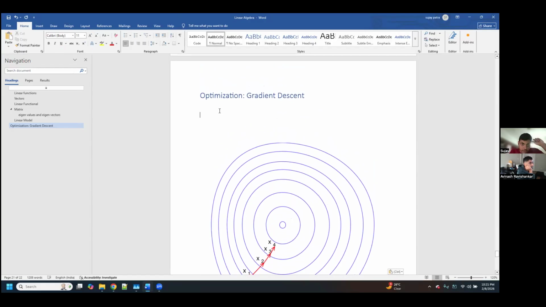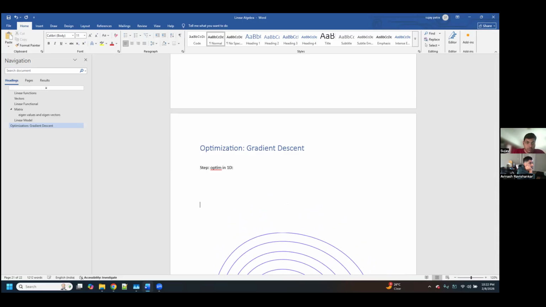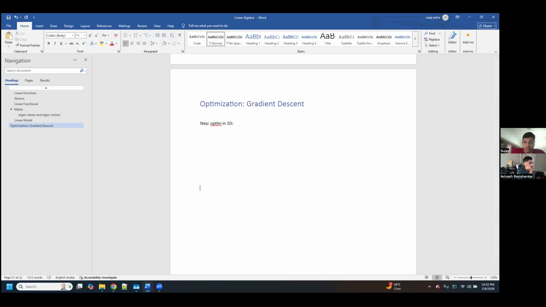So let's try to recall the idea of what we're trying to do. I will take a bit of a step back and let's talk about optimization in 1D. Let's make sure that we understand our concept very well there. So we have y equals f of x, and we want to find x.